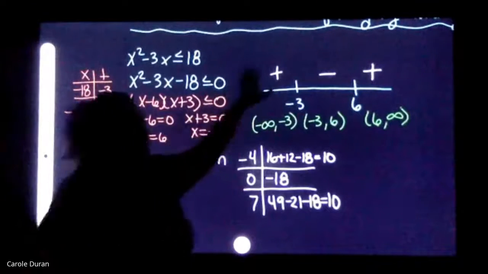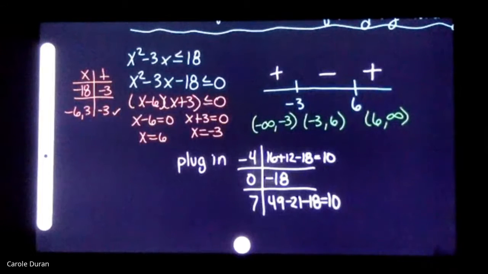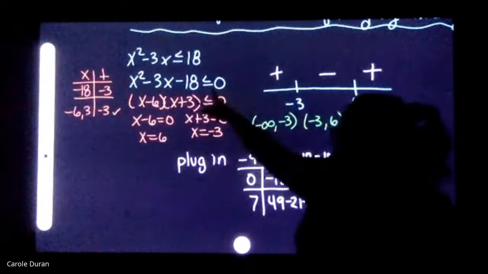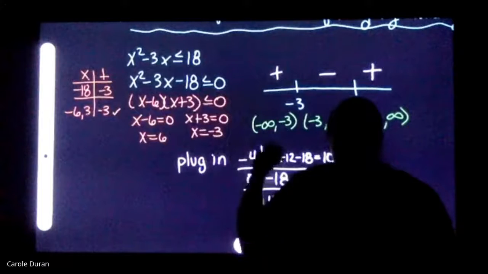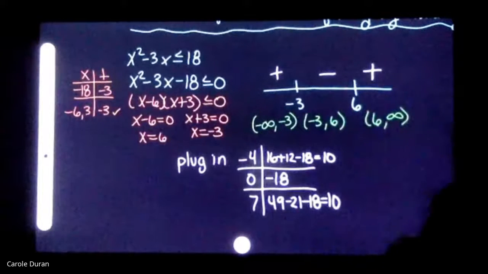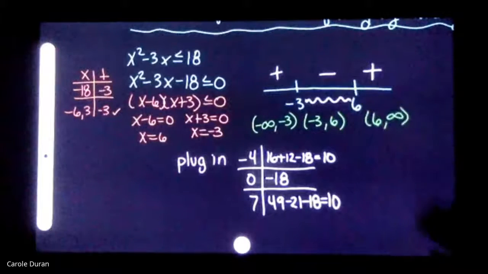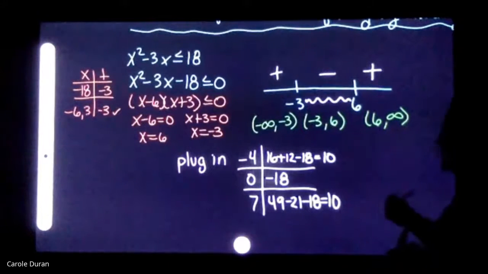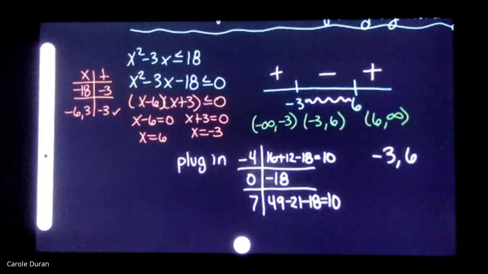Once I have done this part for the number line in positives and negatives, I need to look back at the inequality and what it was asking for. So this inequality was asking for values that were less than or equal to 0, which means negatives. I only had one interval that gave me negative values, right? And it was this one right here between negative 3 and 6. So I know that my solution interval is going to be from negative 3 to 6.